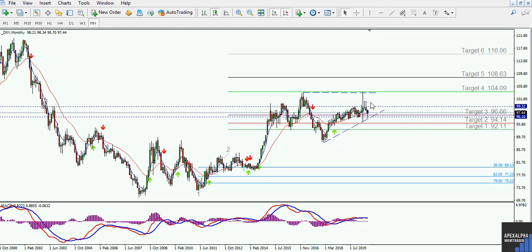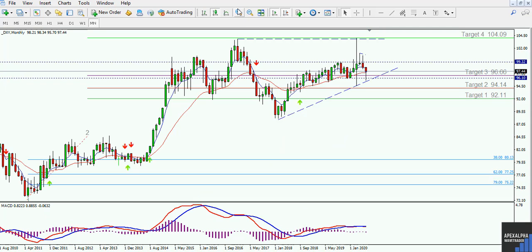I believe that wave 5 has the power to get as high as target 6. And if it doesn't get there, at least target 5. But you see, this is the monthly time frame, so we are talking about years from now. Still, it's good to do this top-down analysis so you have an idea of what's happening.